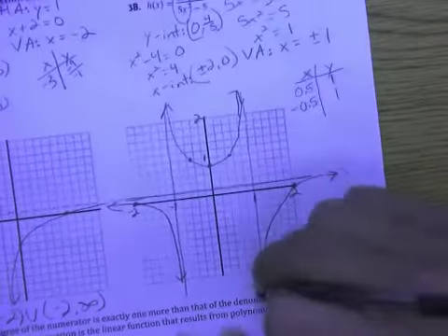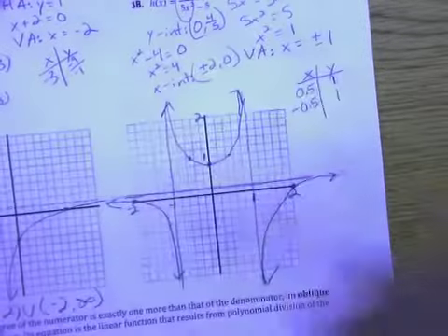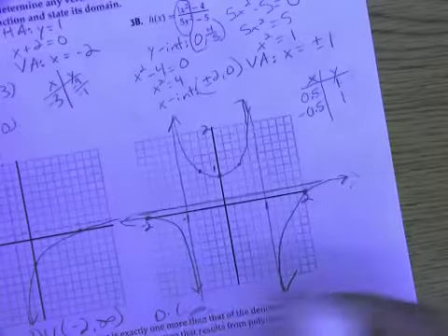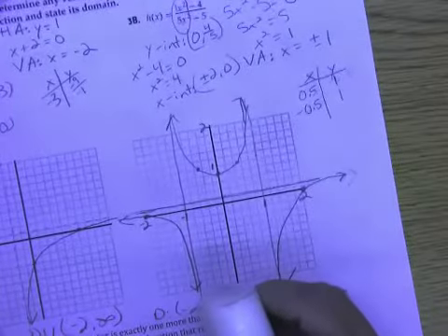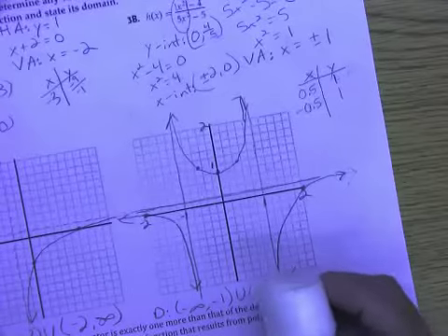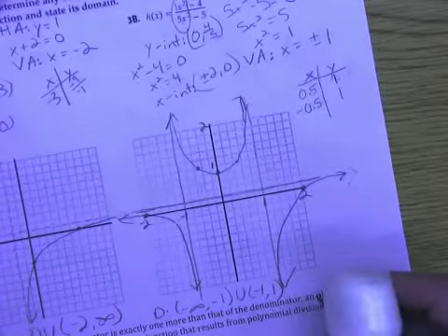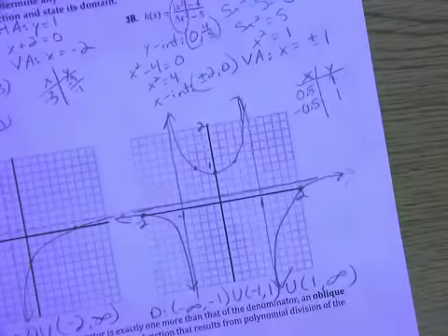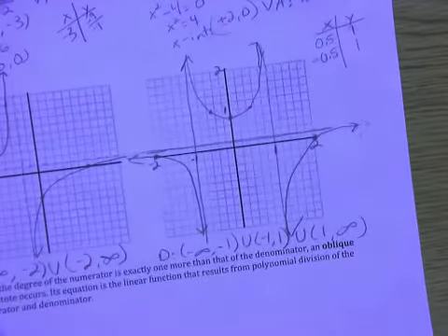Finally, domain. So my domain starts at -infinity and goes to my first vertical asymptote at -1, picks right back up at that -1 and goes to +1, where it picks up and goes to +infinity.